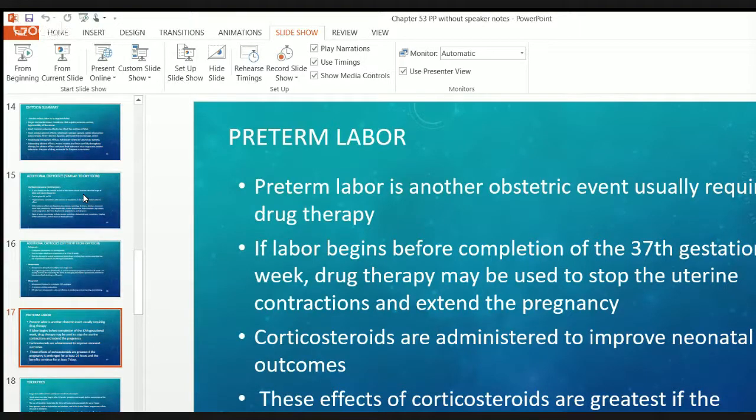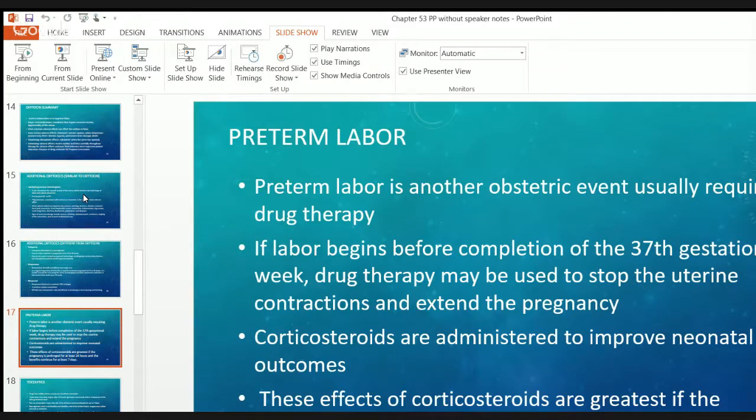When we look at preterm labor, it's another obstetric event, usually requiring drug therapy. So if labor begins before the completion of the 37th week, drug therapy may be used to stop the uterine contractions and extend the pregnancy. In this case, a lot of times as well, as well as these medications may work, there are no promises with these medications. So sometimes a woman who goes into labor early cannot have her labor stop. Maybe her body does not react to the medication. So we equally have to then prepare for the birth of a baby that's going to be premature.